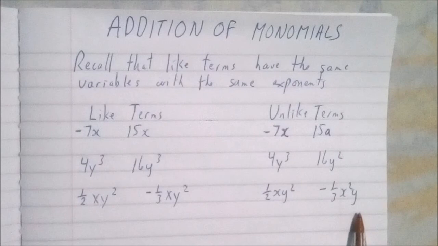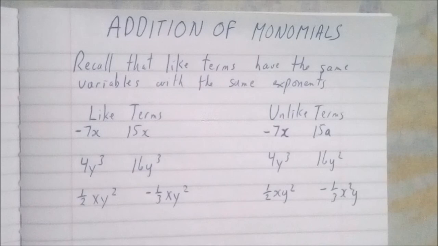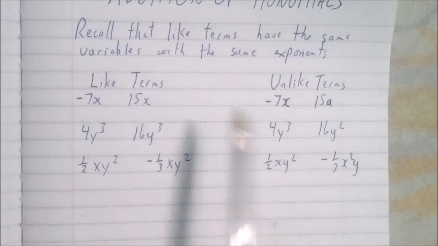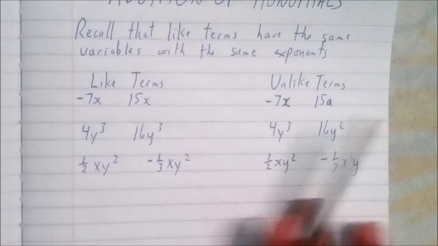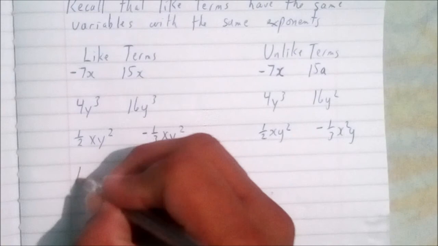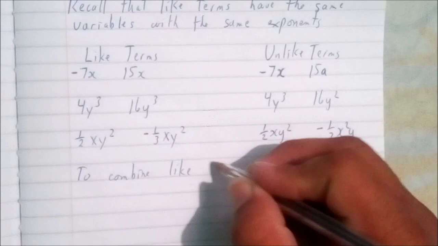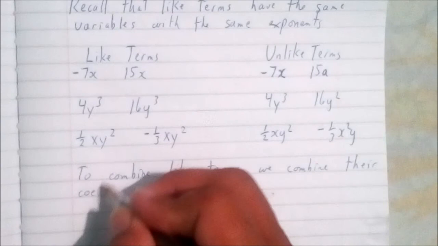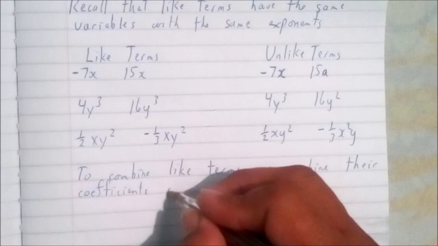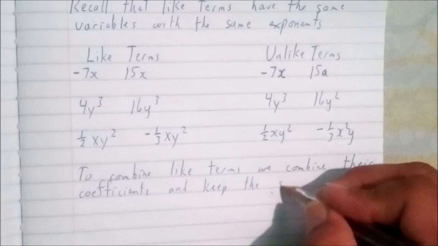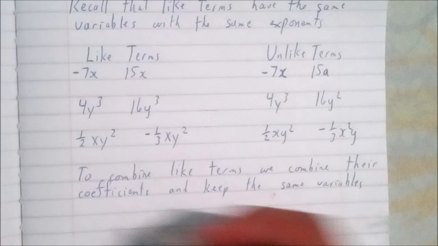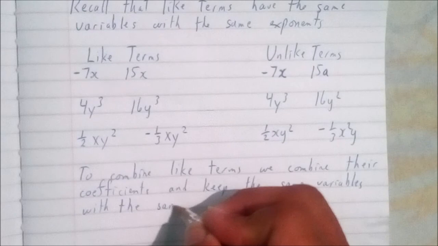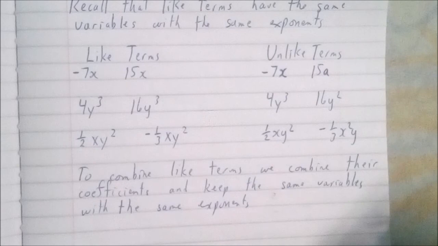Okay? Also, I want us to recall that to combine like terms, we combine their coefficients. So can we combine these ones here? Yes. So let me write out the rule, or how, or why is it, or how can we combine like terms? To combine like terms, we combine their coefficients. And at this point, we should know what is the coefficient of a term. Okay? And keep the same variables. So that means the variables will not be added. It's the coefficients of the variables with the same exponents. So this is for addition, okay? So we're gonna be working some examples like these. All right, so that's what we got for like terms.